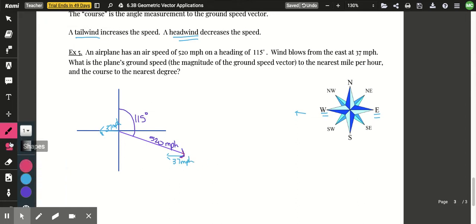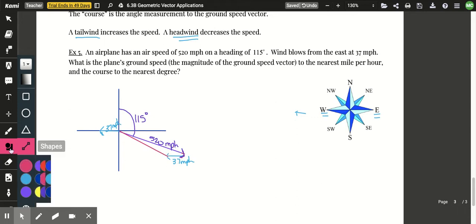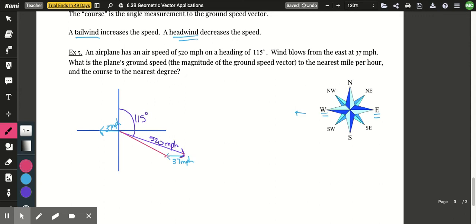And then I need to put in my ground speed vector. I think I'm going to do ground speed in pink. So that would be from the tail of the first vector to the head of the second one. Okay, and I show the direction there. This one here is going to be my ground speed. I'm going to call it G for ground speed. Okay, now with this one, I've got two sides, and I don't have any of the angles so far.